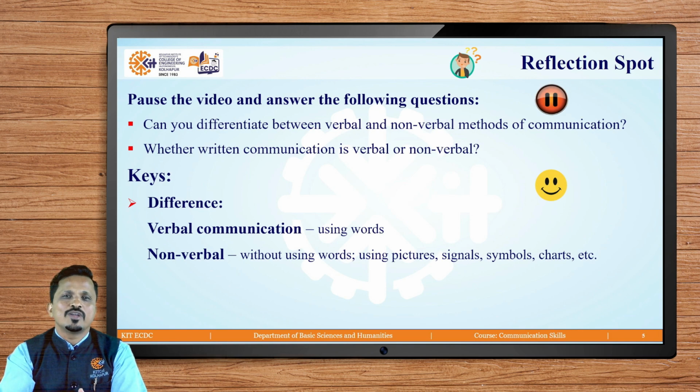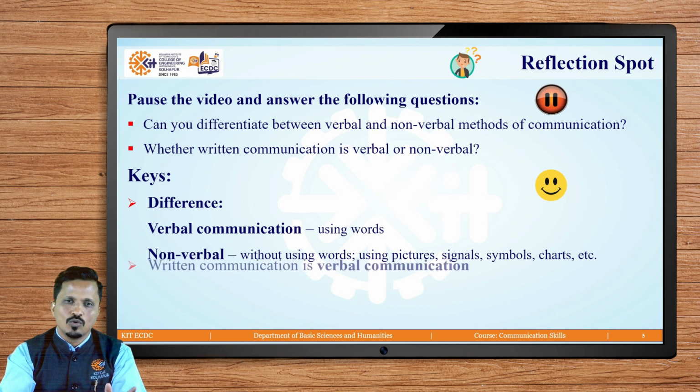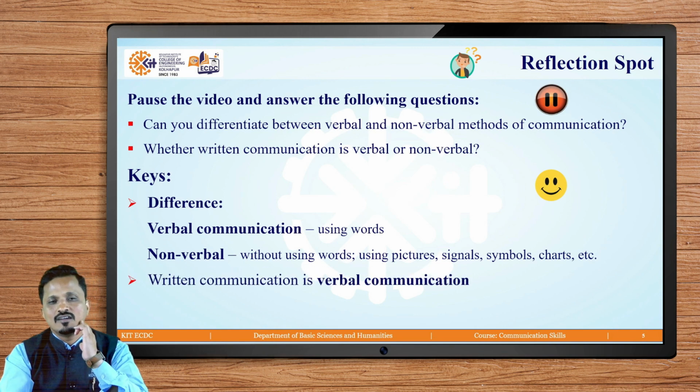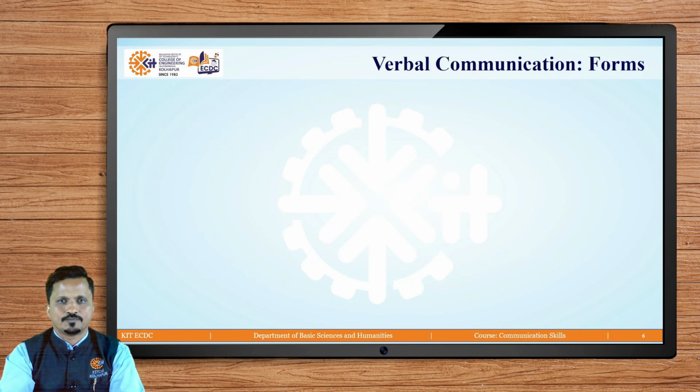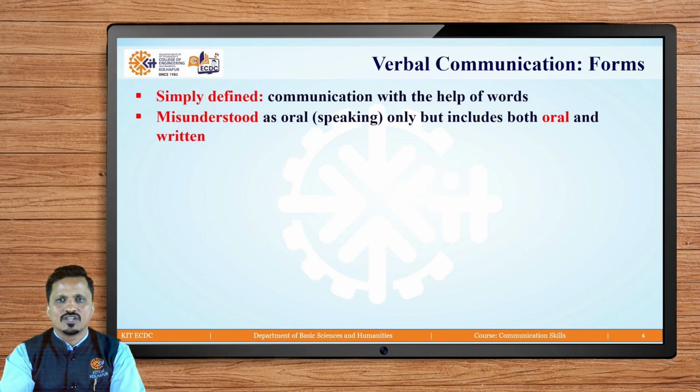And most of the time we get confused with written communication. We think that written communication is a non-verbal communication. Why is it so? Because we take verbal communication to mean just oral communication. But no, as we have seen previously, verbal communication is both oral and written, and that is why written communication is a verbal way of communication. So let us see those forms of verbal communication.